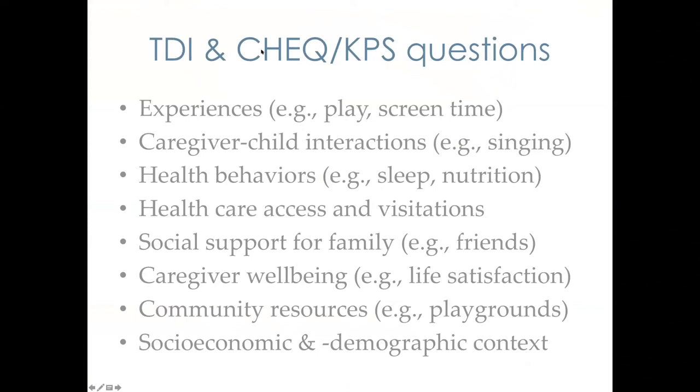So the TDI, CHECK, and KPS, even though they're brief, go across all the different ecological levels to ask questions about children's play, their screen time, caregiver-child interactions, for example singing and reading, health behaviors such as sleep and nutrition, access to the healthcare system, visits to dentists and immunization clinics, social support for the family, whether from friends or family members, and caregiver well-being itself. An example is a life satisfaction question, community resources, and socioeconomic demographic context.